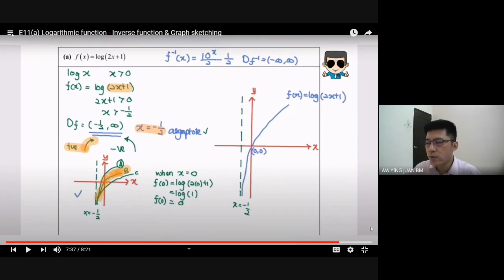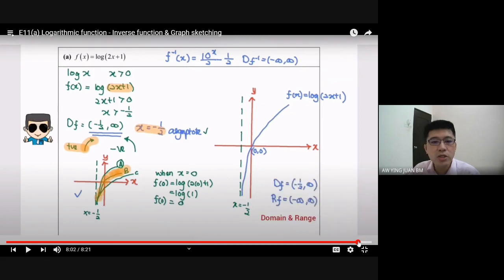Boleh? So di sini you akan dapat you punya range adalah negative infinity until positive infinity. Boleh? So tadi kita dah cari kita punya inverse kan? Their relationship, domain for f inverse actually is equals to range for f. So ini adalah proses untuk sketch graph logarithmic function. So kita akan teruskan lagi dengan example yang seterusnya pun sama tentang log. So kita teruskan ya.